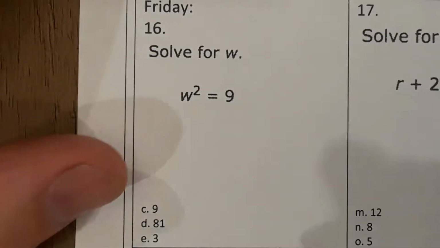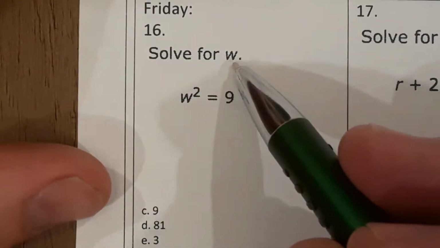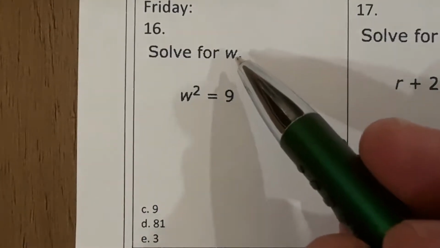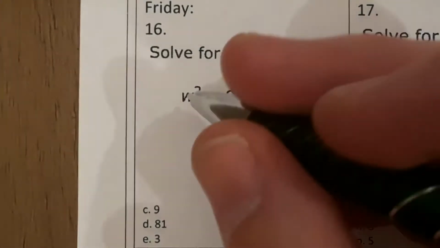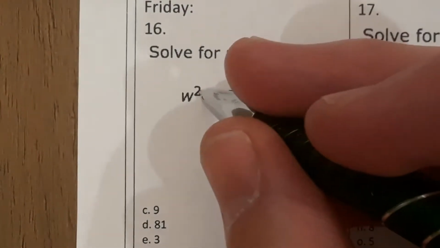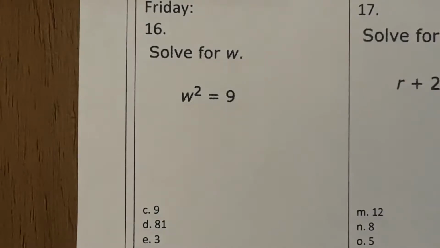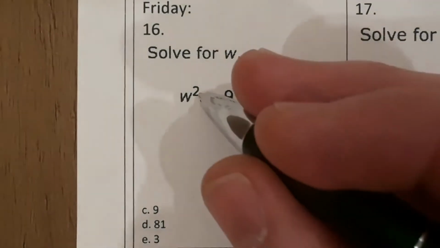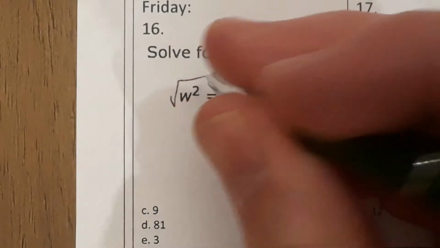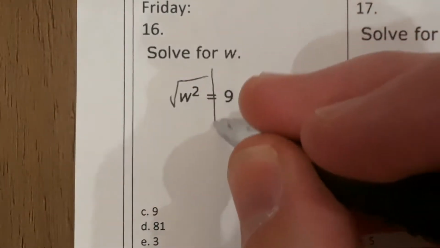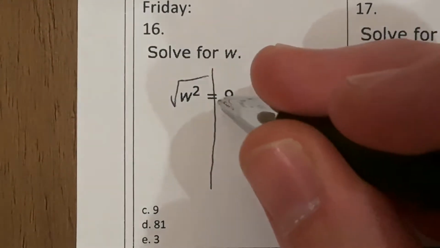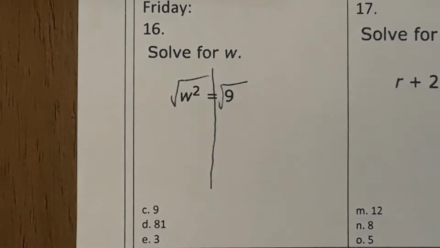Okay, Friday, number 16. Solve for watermelons. Remember, a letter of the alphabet represents a number we do not know. So here, try to think to yourself, what is the opposite of that second power? That is correct. If you said the opposite of squared is the square root, you are absolutely amazing. But remember the equal sign rule. So line down the middle, but whatever you do to one side, you must do to the other side.